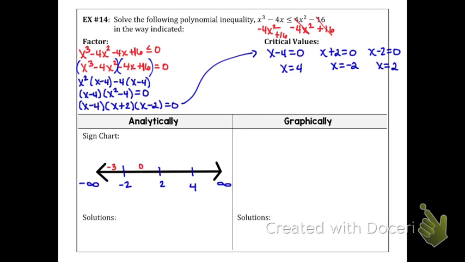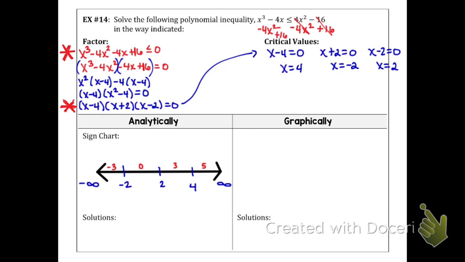Negative 2 to 2 is 0. I would pick 0 if it's in that interval, if it's possible to pick. 2 to 4, so how about 3? And 4 to infinity, I'm going to pick 5. And so I'm going to go in here and I'm going to plug them in. You can either use the polynomial form where we got the 0, or you can use the factored form, one of those two, to find out if it's positive or negative. Sometimes the factored form is easier just because you have the smaller numbers.